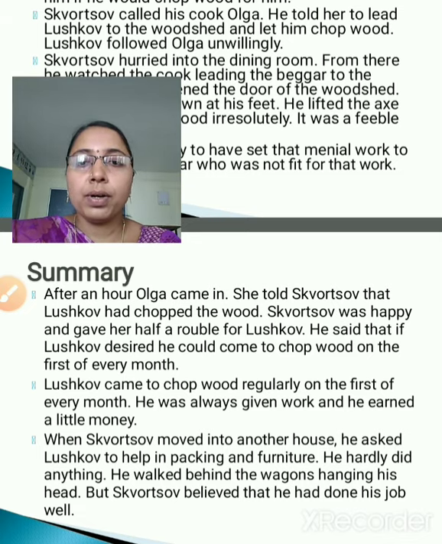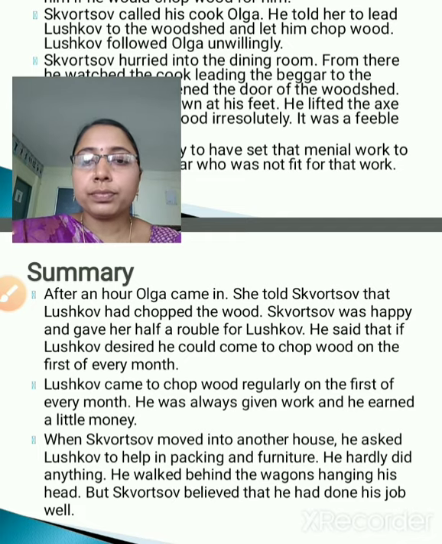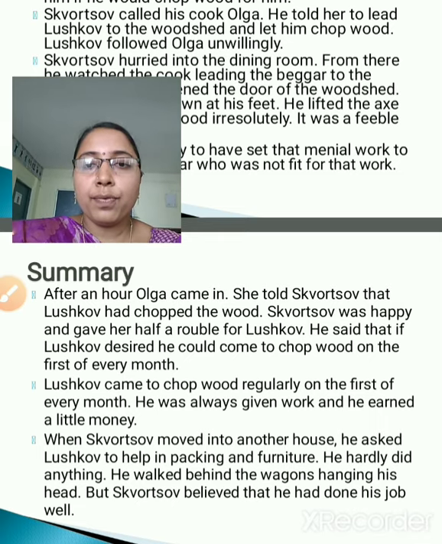After an hour, Olga came in. She told Skorstov that Lashkov had chopped the wood, and Skorstov was very happy and gave her half a ruble for Lashkov. He said that if Lashkov desired, he could come to chop wood on the first of every month. Now the lawyer offers him a particular work, to chop wood on the first of every month. Okay, and he gave the money for him also.